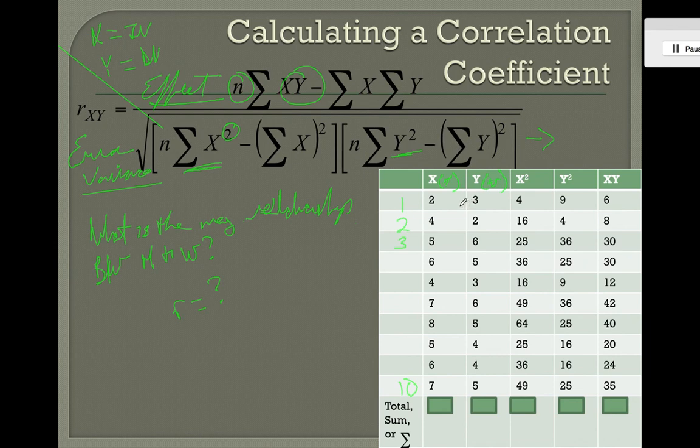Now, what happens in the case where participant number 1 gives us an x value but not a y value? Then I wouldn't be able to use that person. Or what happens in the case where a person gives me a y value but not an x value? I cannot use that person. The way that the correlation coefficient works is that it needs those pairs of values. It needs the x and it needs the y from every single participant.